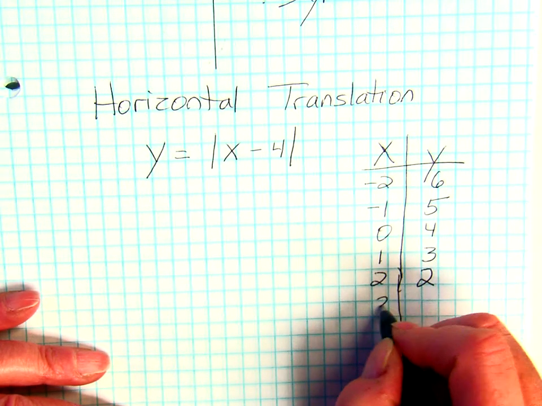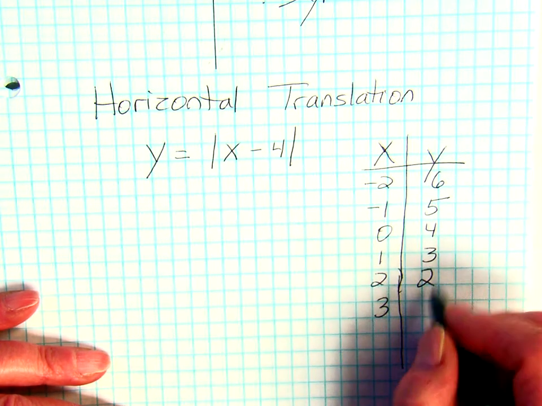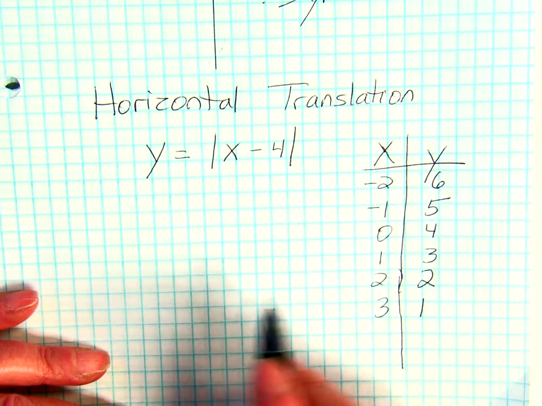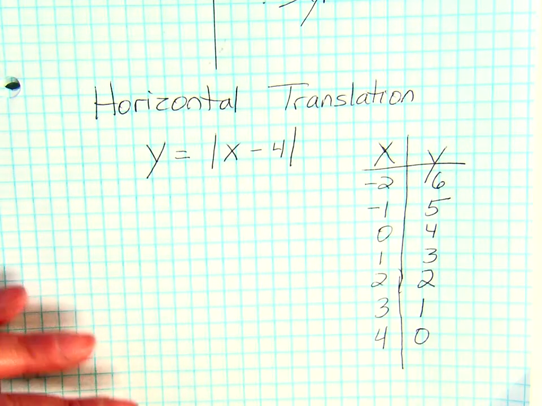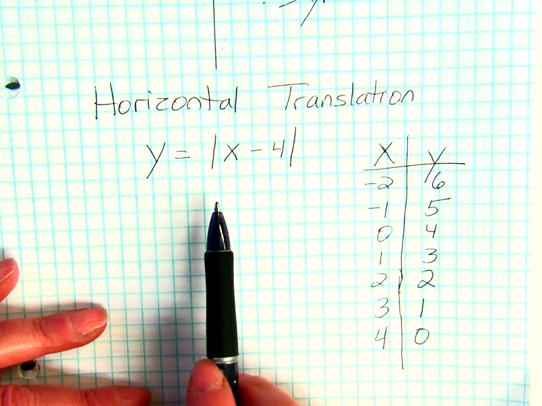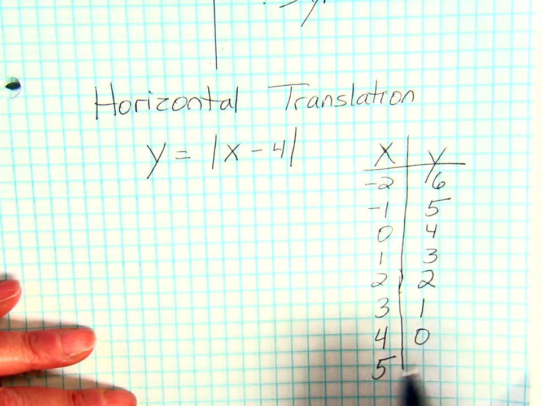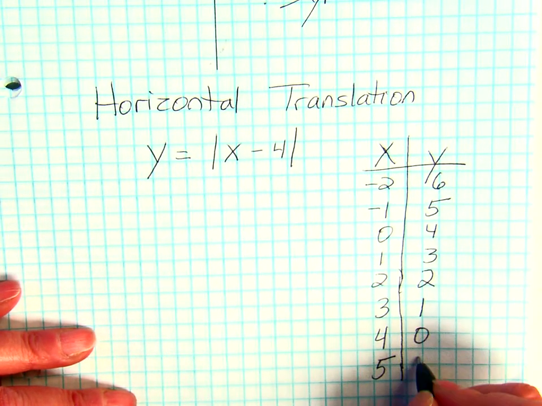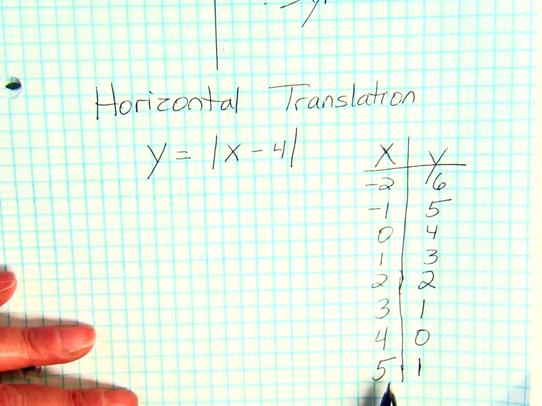Let's say we've got 3. 3 minus 4 is -1. That's 1. 4 minus 4 is 0. Absolute value is 0. And now when I go 5 minus 4 is 1. And now all of a sudden, can you see where we are now starting to go back up?